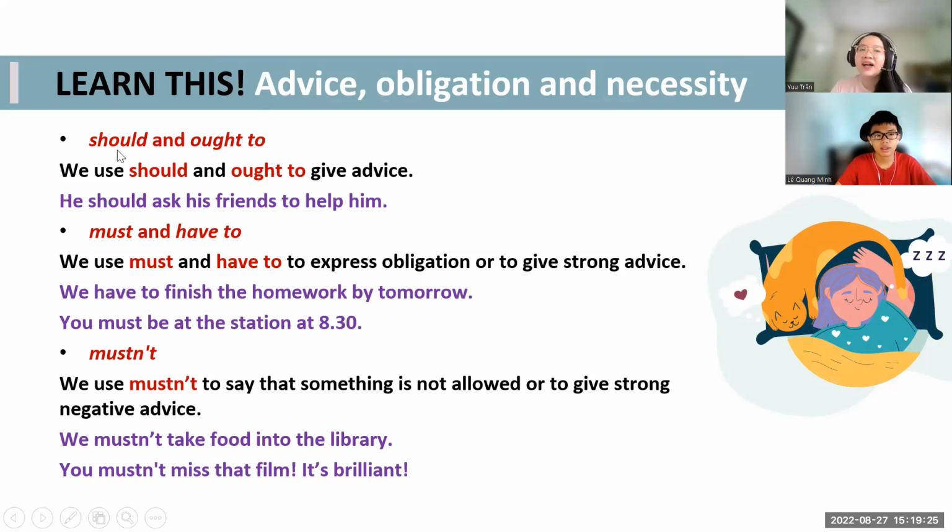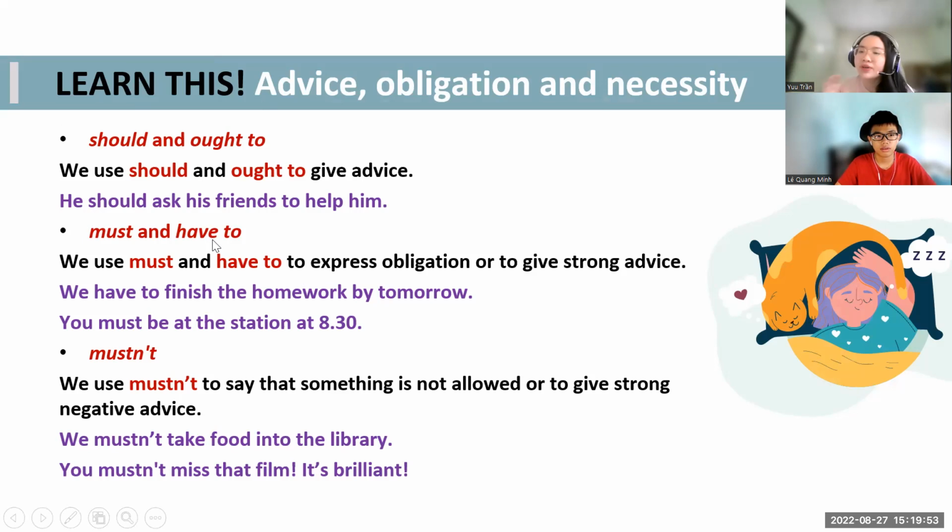Okay, I understand why people want to use should all the time, because it's easier and it has two forms. So it is usable in every situation. And ought to is kind of tricky to use. But if you want to enhance your vocabulary knowledge, you should know both words and use them from time to time. Okay. Next, must and have to.